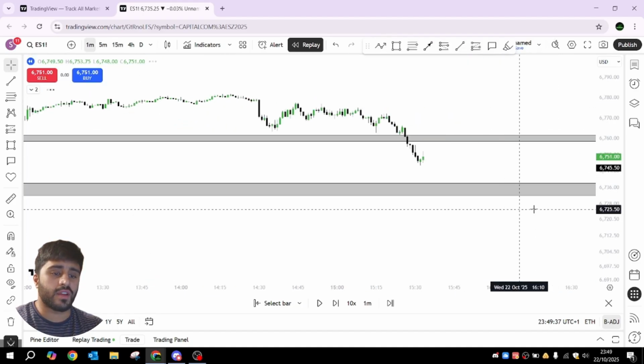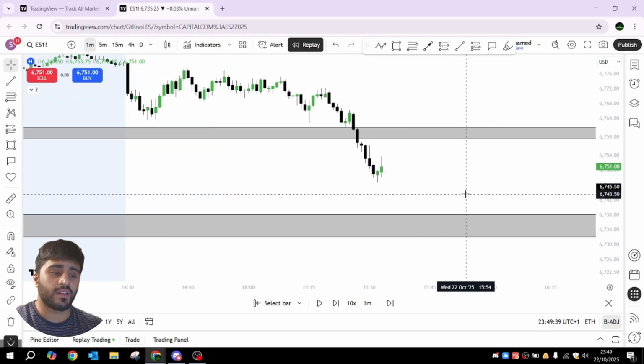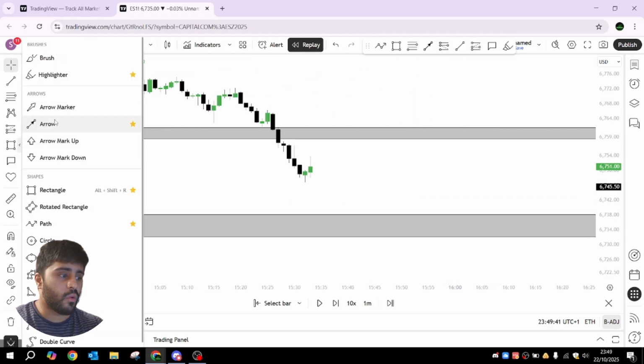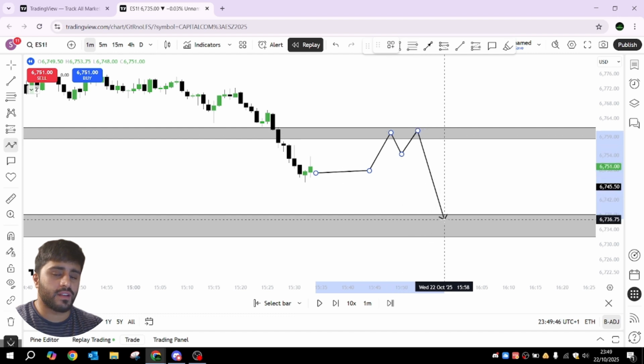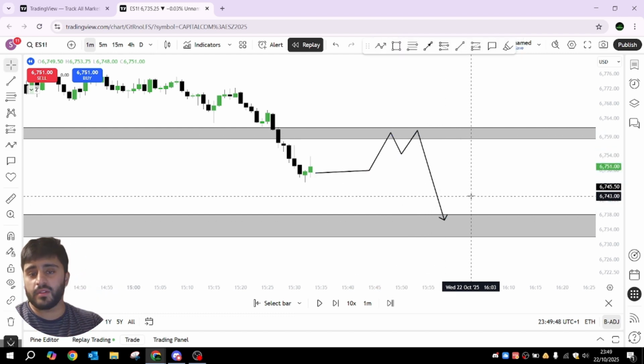All we're doing as traders is positioning ourselves on the right side of the market. Basically, all we're doing is looking to sell from this key level down to this key level. That's all we're looking to do. It's as simple as that.